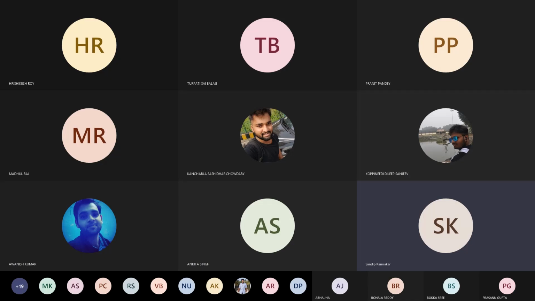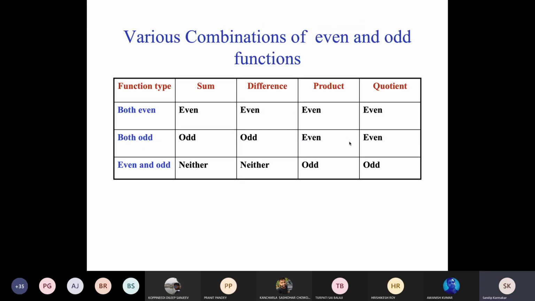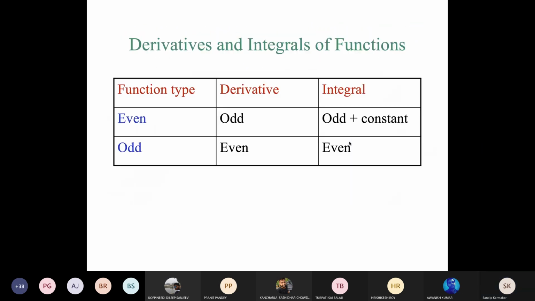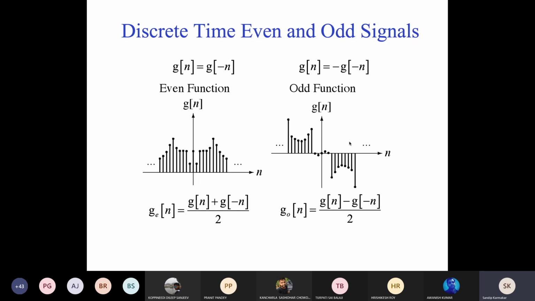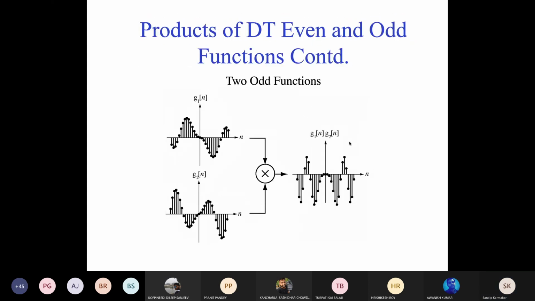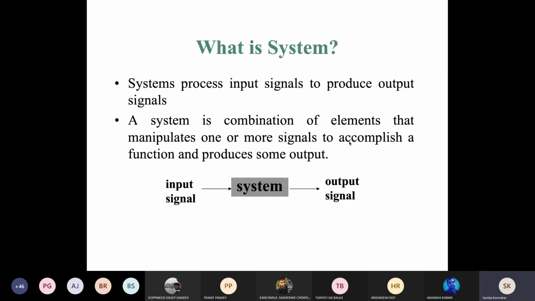And then we have started with the periodic signals. What is periodic? What is not periodic? Even odd signals, combination of odd signals, even signals, integral derivative of odd signal, even signal, discrete time, even and odd signal, energy and power signals. What is a system we have seen last class?